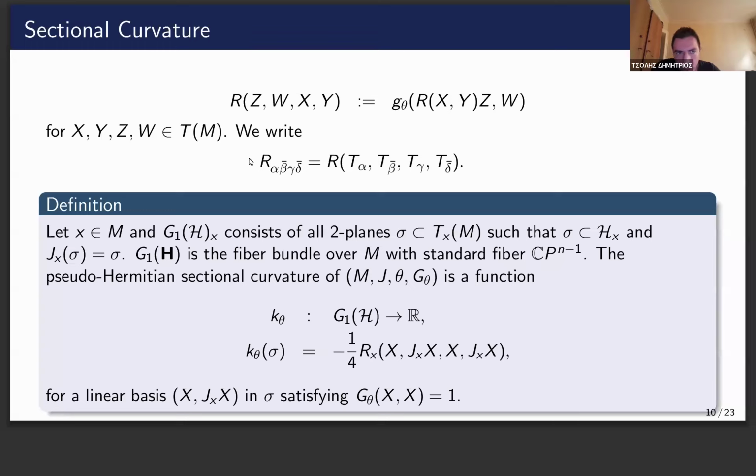So remember, rho is just this thing here, and this is a linear basis. This is not a frame because we're working locally right now, but it's a linear basis satisfying this thing. So yeah, at a point X, but we can also extend this to the entire manifold. So essentially this is the sectional curvature.